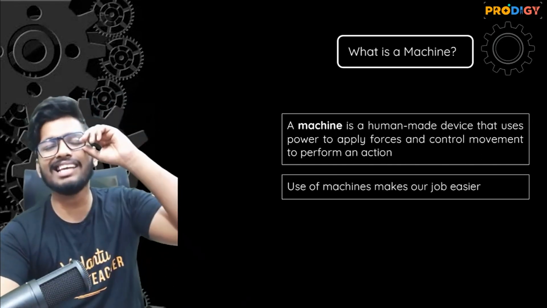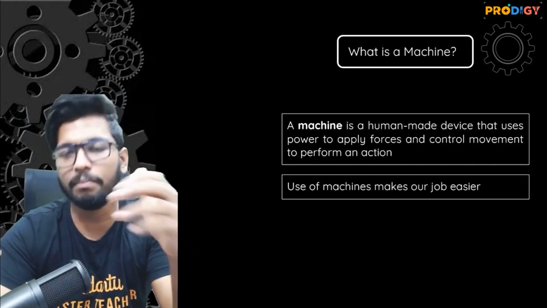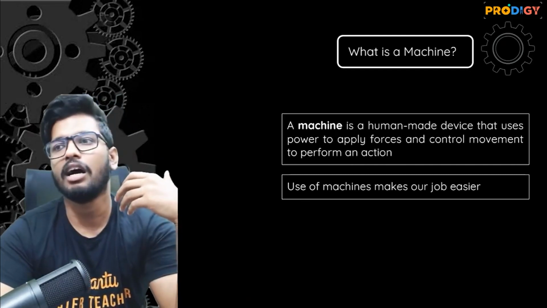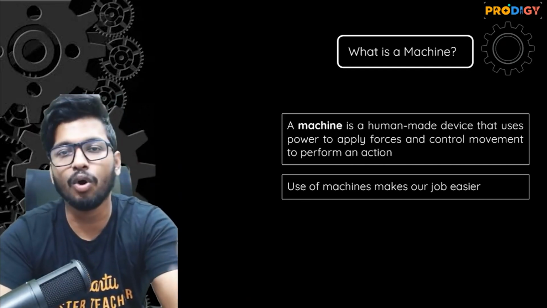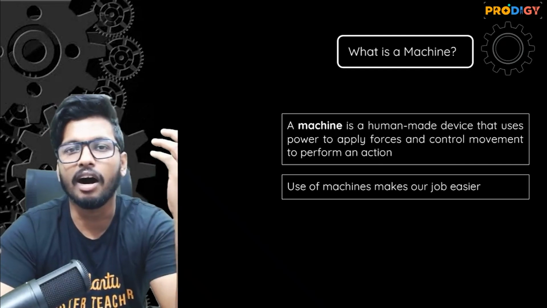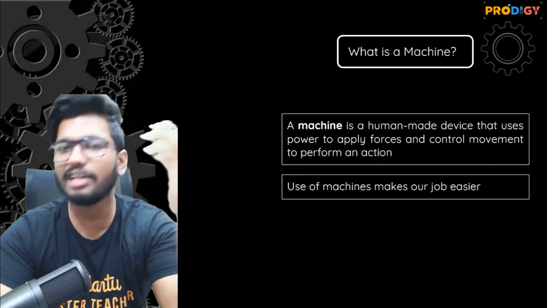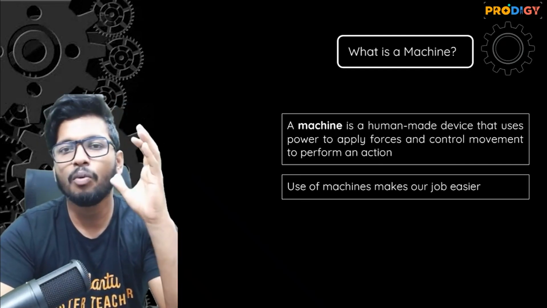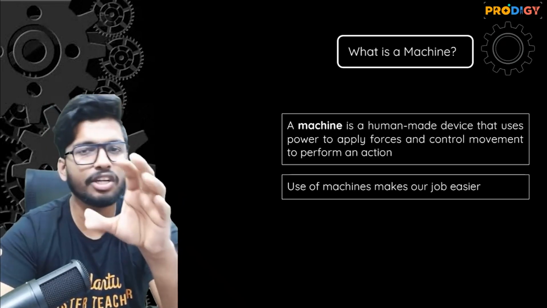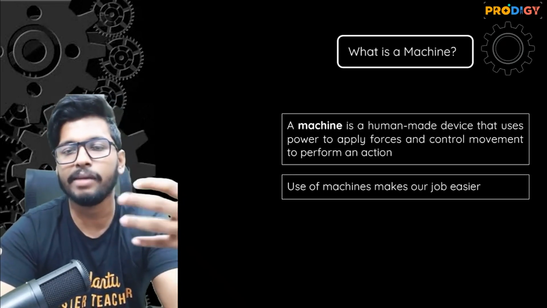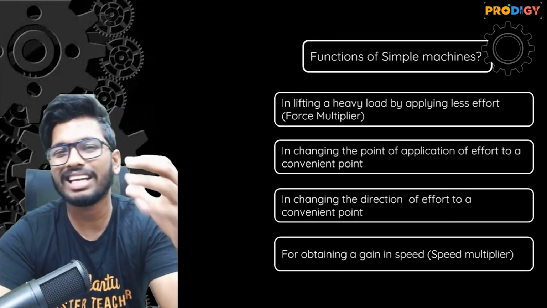Now, a machine is something which makes our job a lot more easier. Be it a carpenter or a blacksmith, whatever the profession is, whatever they are doing, machines. There's a machine for everything and anything, and it makes our life a lot more easier.